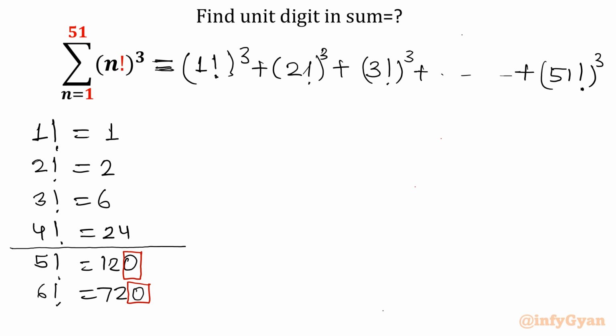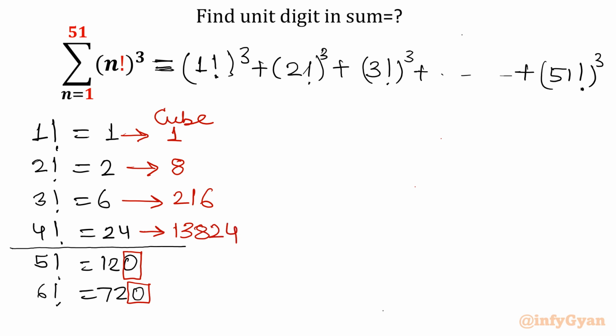And before n equal to 5, that means 1, 2, 3, 4, there are these numbers. Because we have to deal with cubes only, let me write the cubes. 1 cube would be 1, 2 cube would be 8, 6 cube would be 216, and 24 cube, if I ask you, a calculator is required: 13,824.